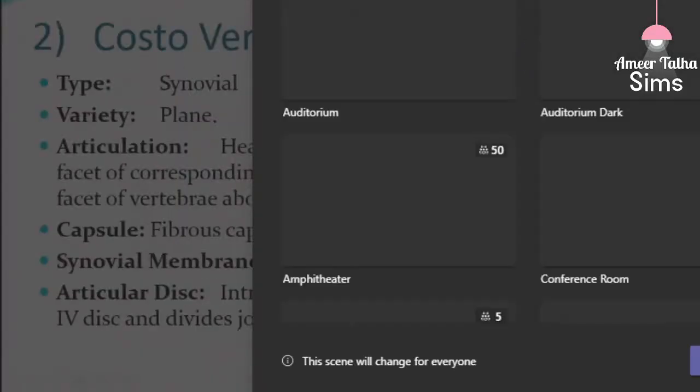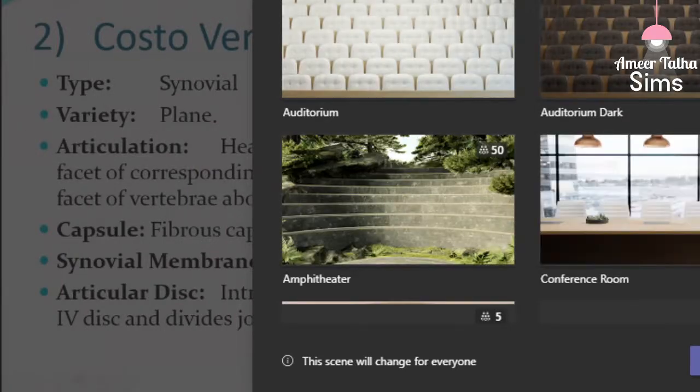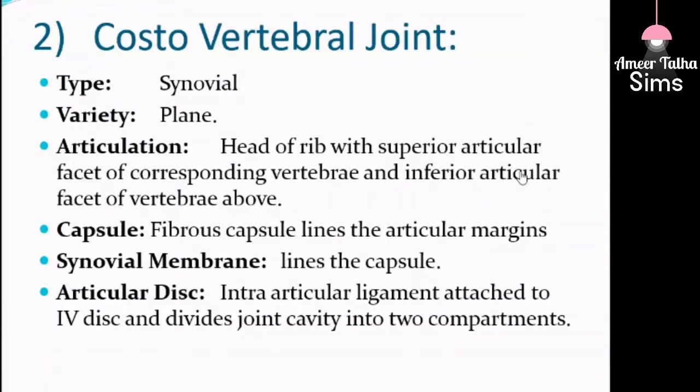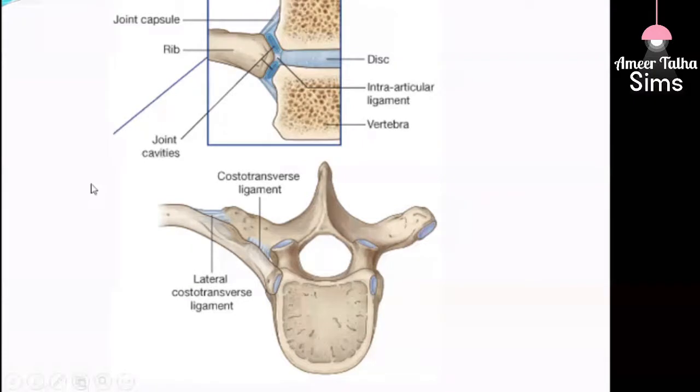ठीक है, फिर costovertebral कौन से joint होंगे? That will be between the head of the rib and the body of the vertebra. That are the costovertebral joints. ठीक है, और इन पे कौन सी मूवमेंट्स होनी चाहिए costovertebral पे? Somewhat rotatory movements होंगी. ठीक है, slight gliding movements of the head of the rib. यहाँ पे आप देख लो कि between the head and the body of the vertebra, these are the costovertebral joints.